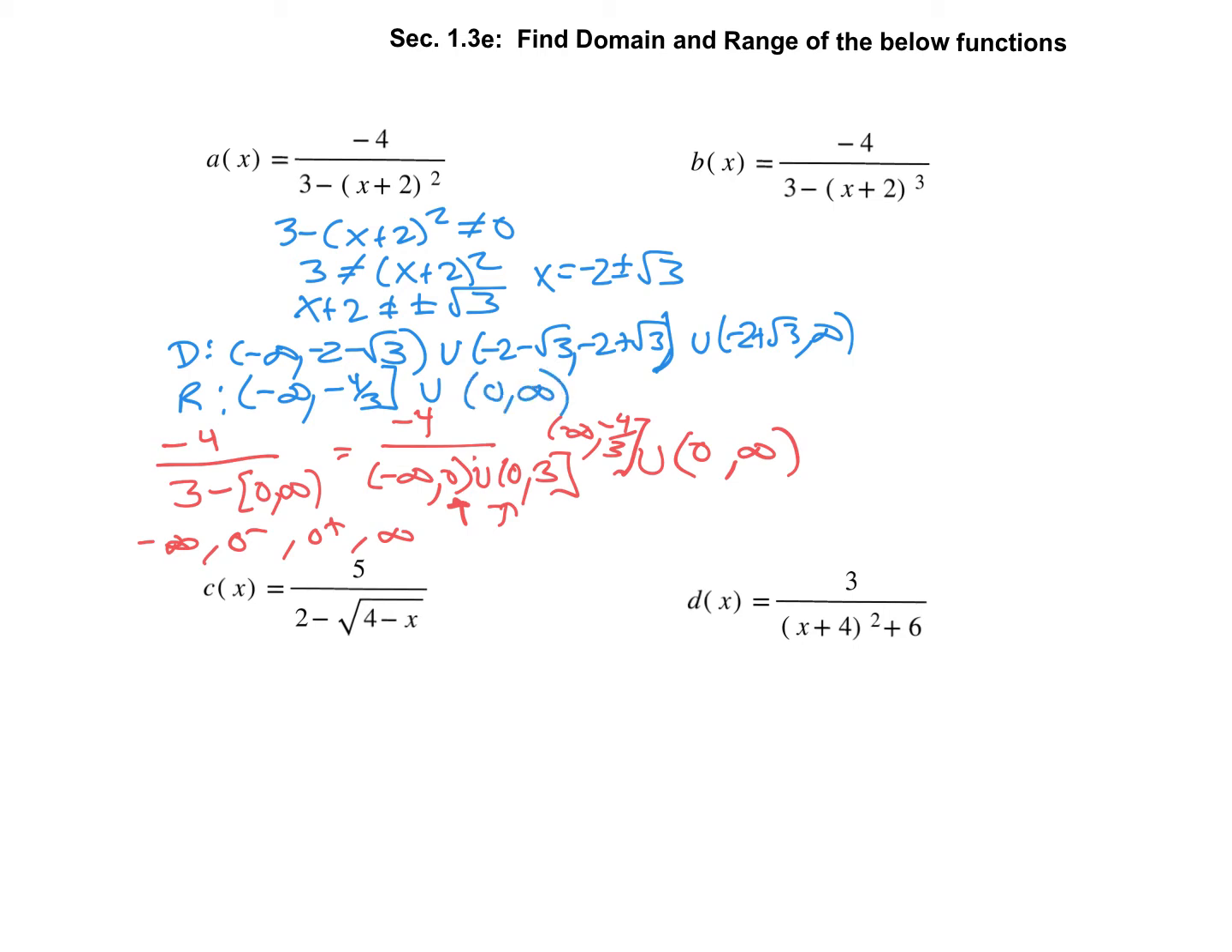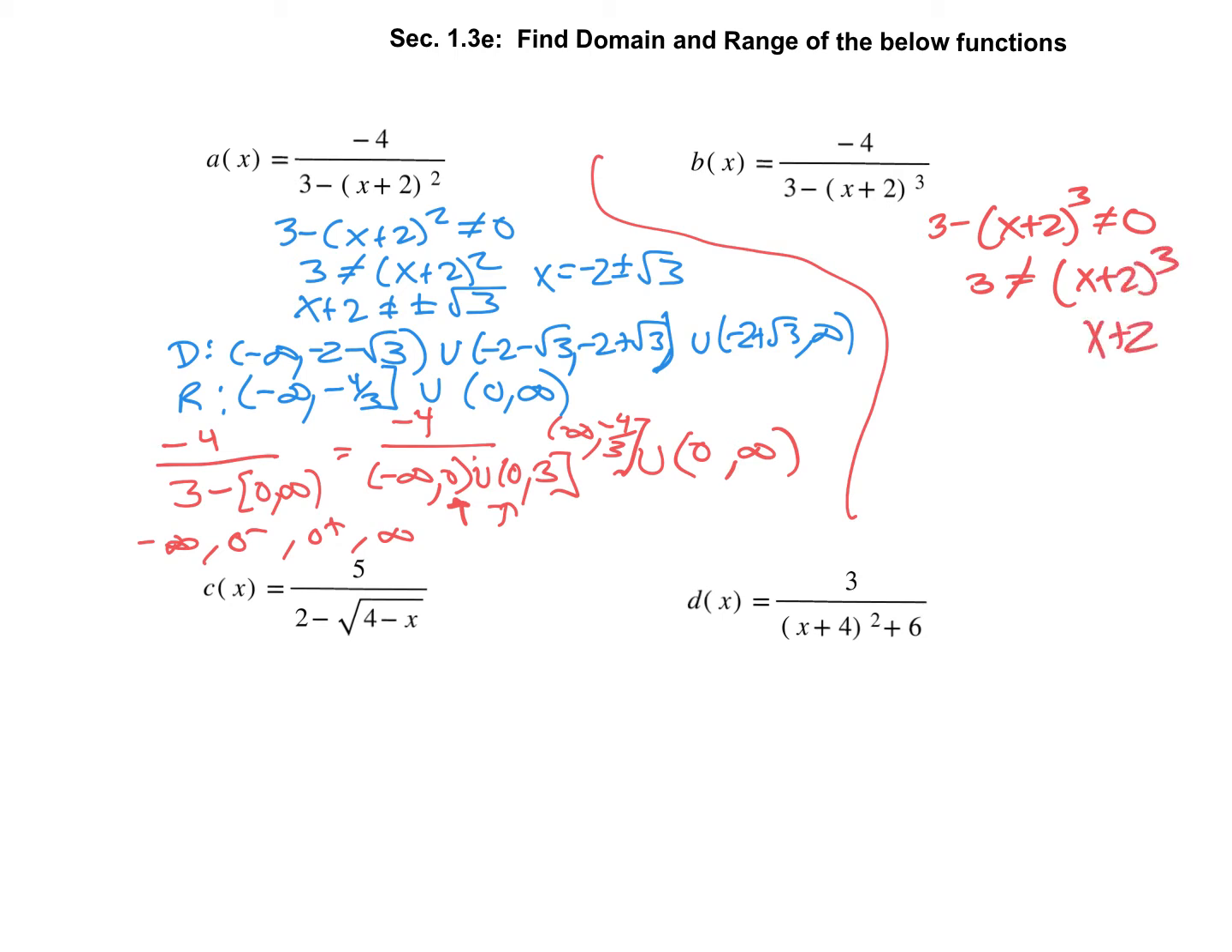Okay, so yeah, having the variable to an even power in the denominator is going to limit things. All right, let's look at this second one here. B of x. So B of x, the difference here is the denominator, the variable component is raised to an odd power, not an even. So let's first do the domain like we did before. The denominator cannot be 0. So 3 cannot be (x plus 2) cubed, or x plus 2 cannot be the cube root of 3.